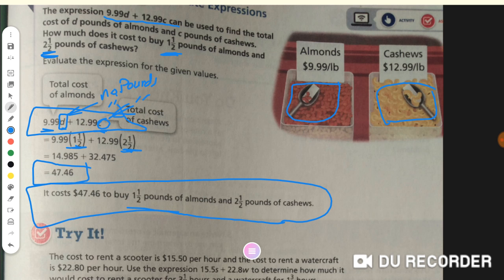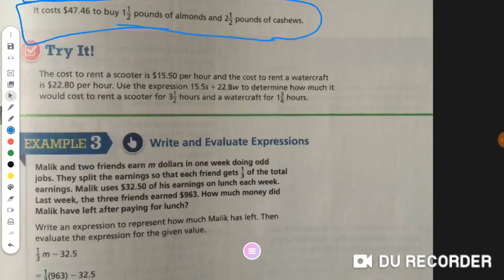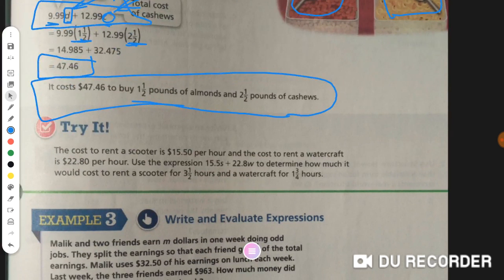Okay. As an application of this example, let's apply it to this one on the right. The cost to rent a scooter is 15.5 per hour. I don't know the number of hours. Maybe it's 2 hours, 3 hours. So the number of hours is different, not fixed. So I can put it as, to rent a watercraft, it costs 22 per hour. So the number of hours for renting the watercraft, we can call it W.